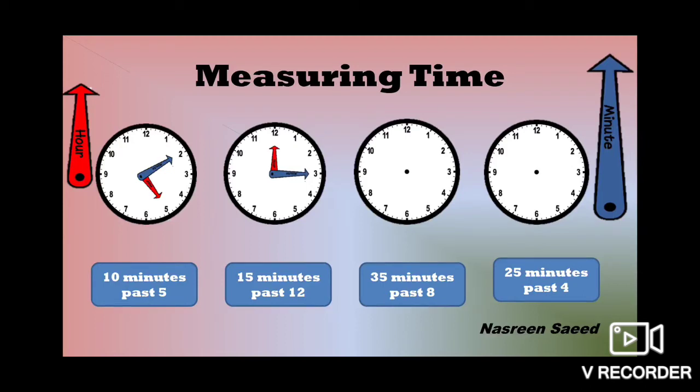Next picture, 35 minutes past 8. So where the hours hand will come? Yes, 8. And 35 minutes past means 35, where it will show on which number? Yes, it will show on number 7. This way 35 minutes past 8.